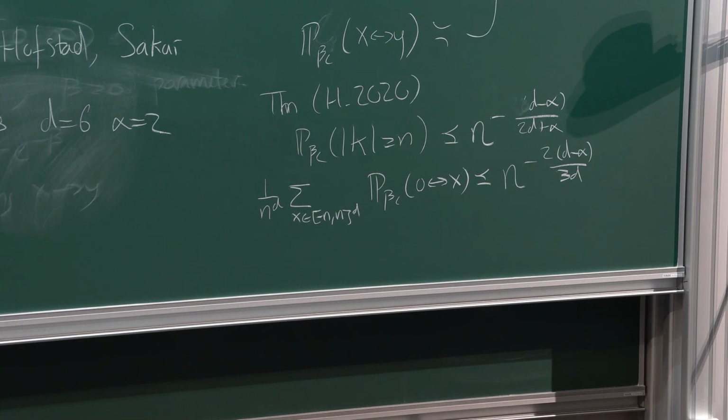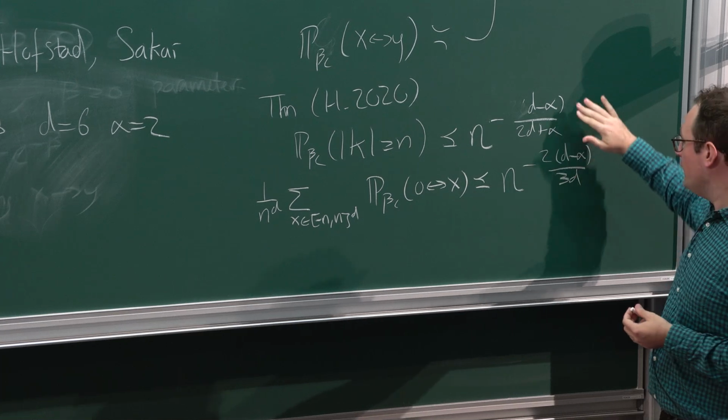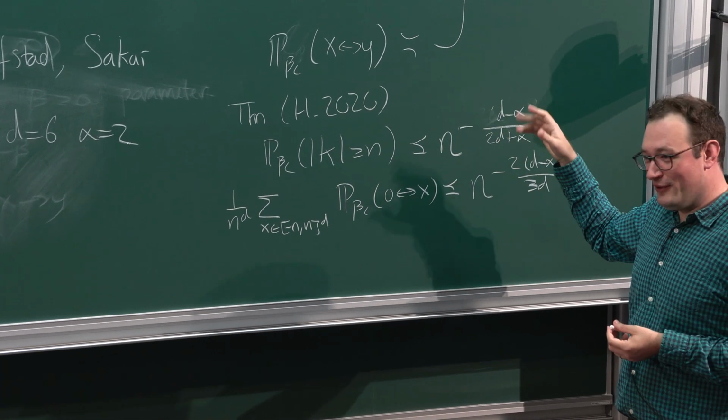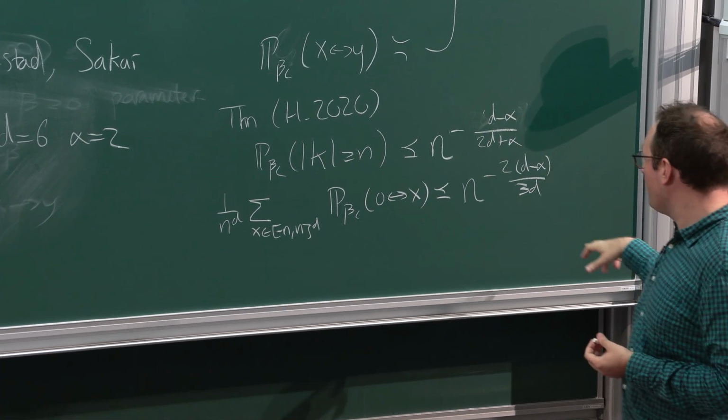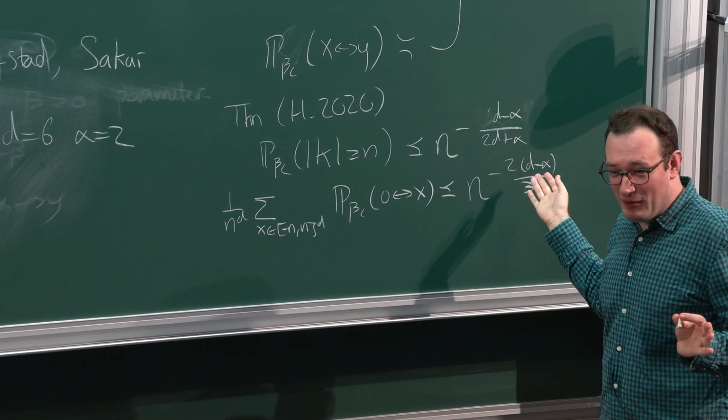Okay? I'm sorry, I can't really read from here. The power you would expect would be d plus alpha over d minus alpha. And it's actually d minus alpha over d plus alpha. Delta is 1 over the power here. And here it should be minus d plus alpha. So these are just not the correct exponents.